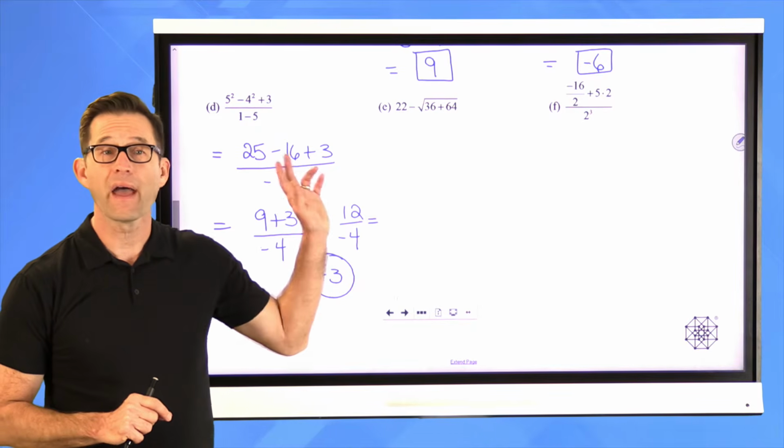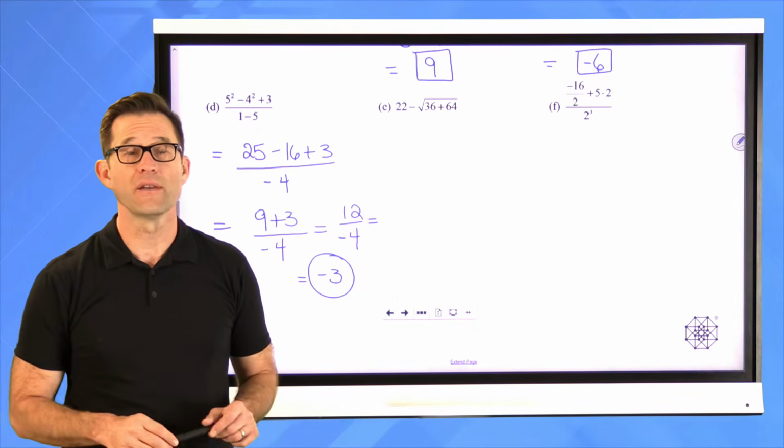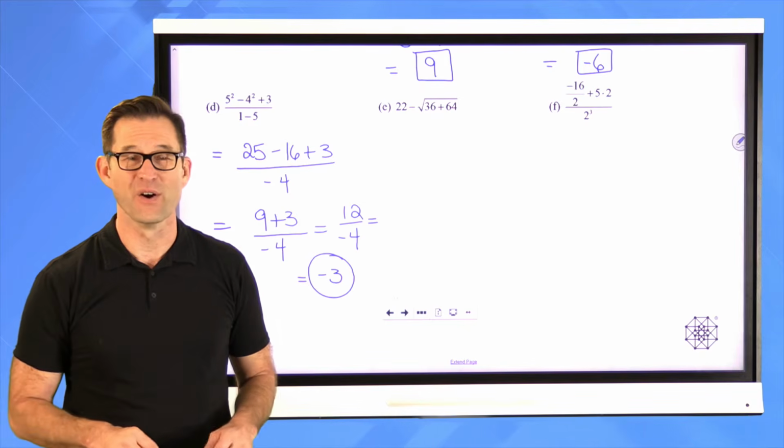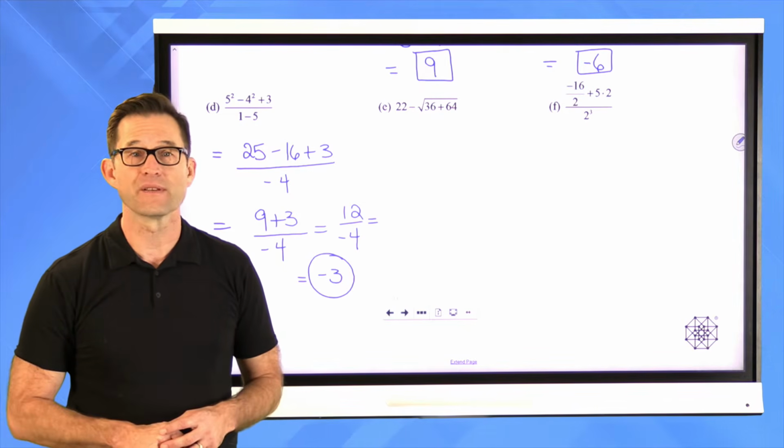All right? Exponents come before multiplication and division. They come after parentheses, though. So if you had parentheses, those would take precedence.